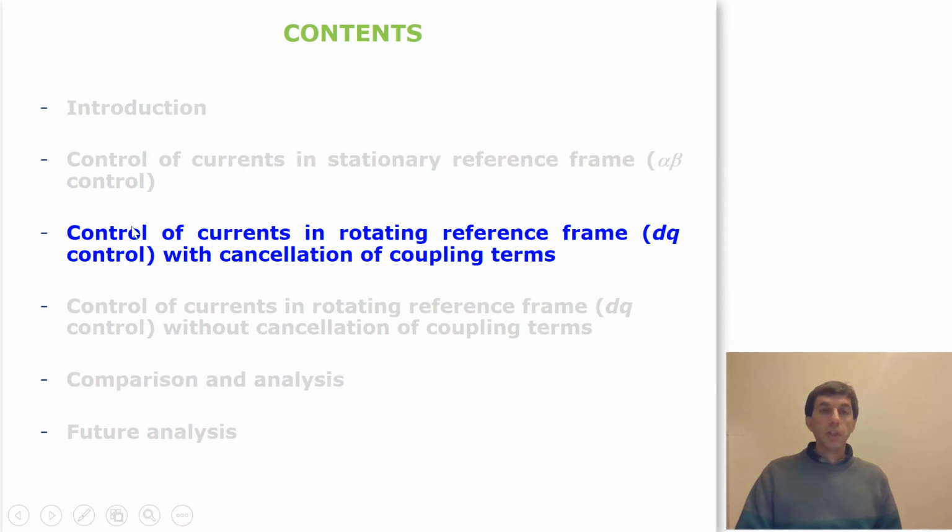Okay, so let's continue now with the third part of this presentation, which is entitled Control of Currents in Rotating Reference Frame, also called DQ control. And in this case, we will cancel the coupling terms. We will see now what we mean with this cancellation of coupling terms.